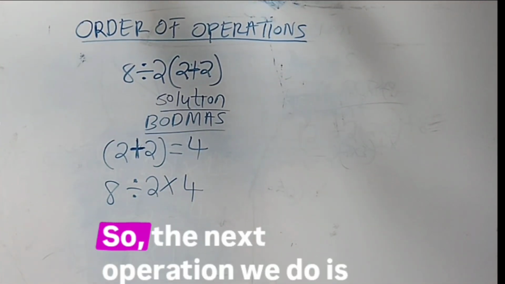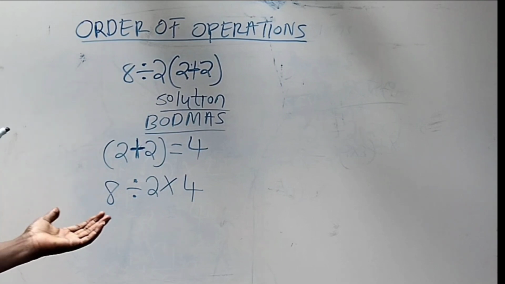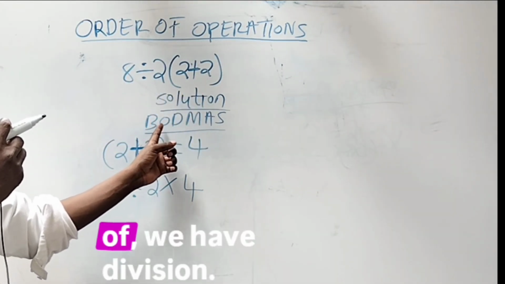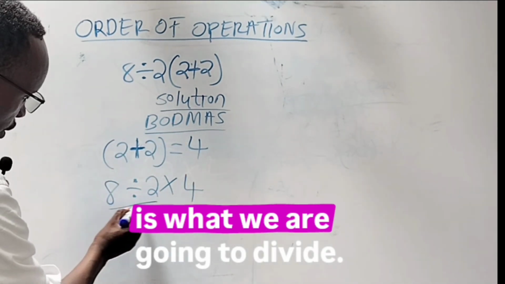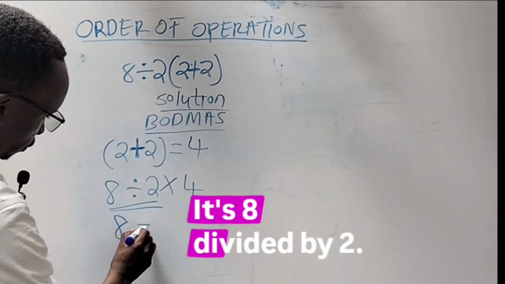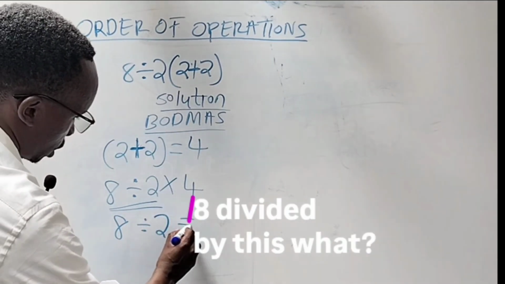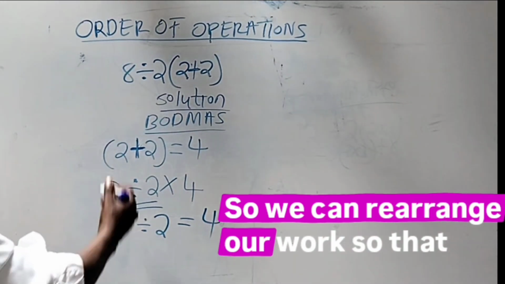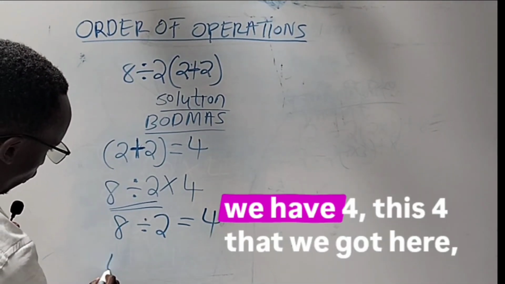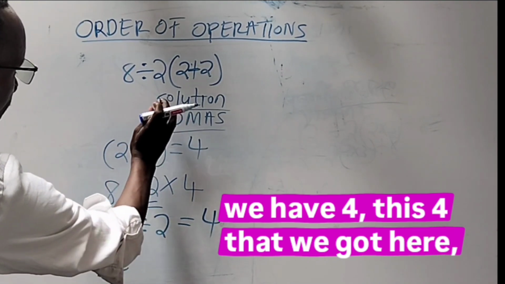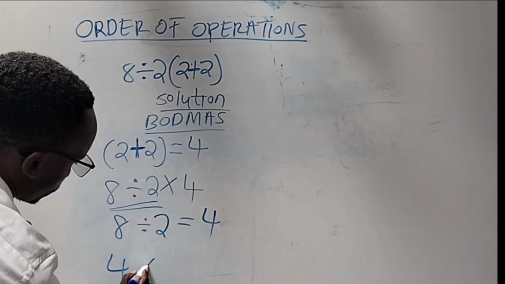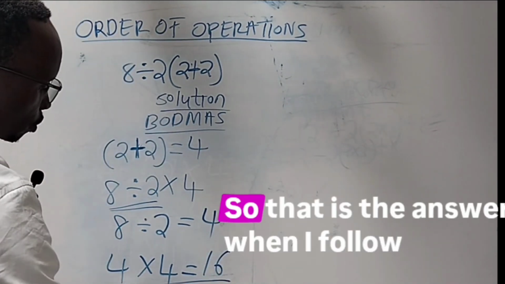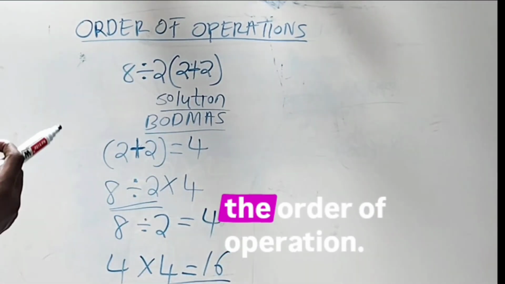So the next operation we do is division. We don't have of, we have division. So this is what we are going to divide: 8 divided by 2. 8 divided by 2 is 4. So we can rearrange our work so that we have this 4 that we got here, times this 4. What's the answer? 4 times 4 is 16. So that is the answer when I follow the order of operations.